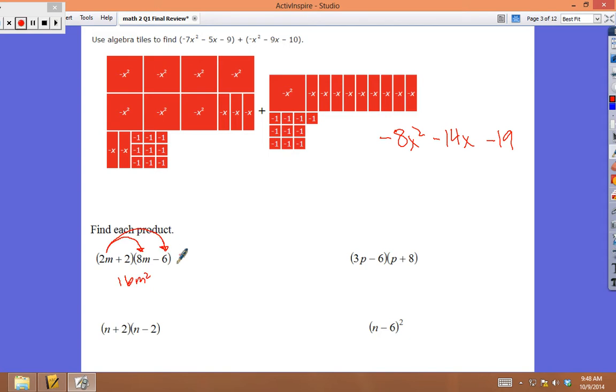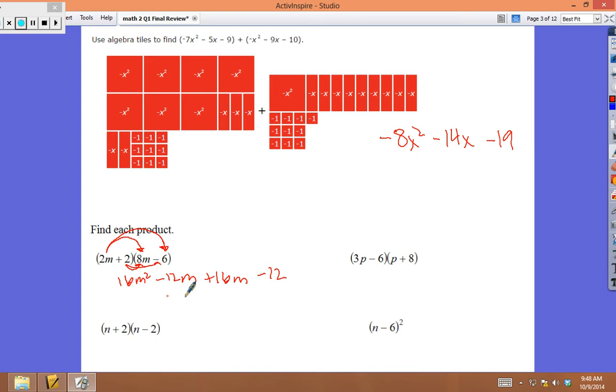Outside times outside: 2m times negative 6 is negative 12m. Inside times inside: 2 times 8m is going to be 16m. Last times last: 2 times negative 6 is a negative 12.